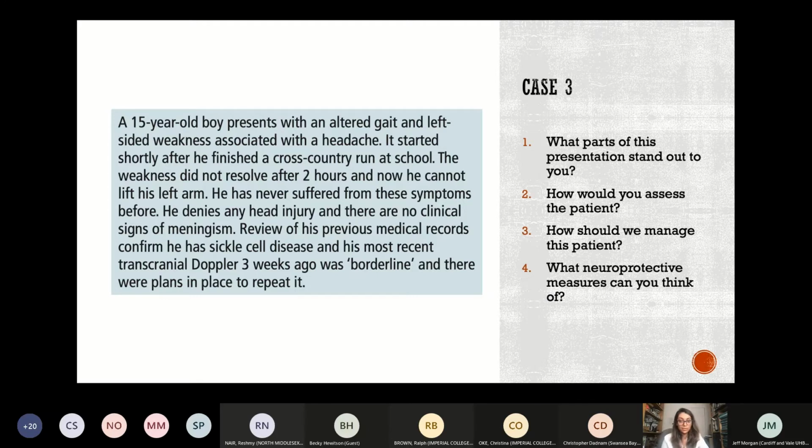So, what parts of this presentation stand out to you? How would you assess the patient and how would you manage them? And again, one more different thing to think about in this scenario is what neuroprotective measures we should think about if we need to put these in place.